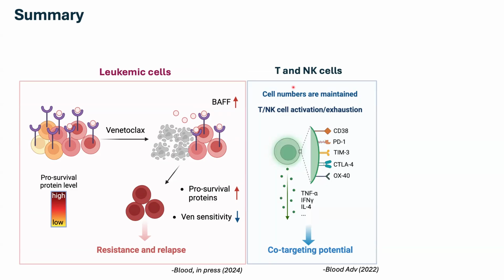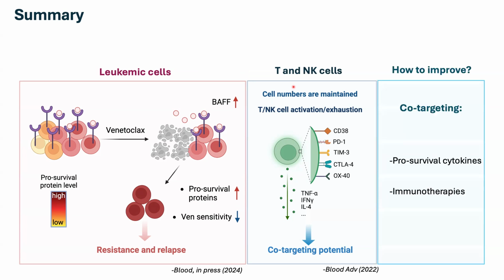In another study, we showed that if we look at the normal immune cells, the T cells and NK cells from these same patients, we find that they retain their number very nicely. And likewise, their effector programs, the expression of immune checkpoints and everything remain intact. They're still functional, suggesting that further treatments that are able to co-target both pro-survival cytokines, just like BAFF that I showed you, and also immunotherapies are likely to be successful combinations with venetoclax and other targeted therapies to try and improve those early responses and prevent therapeutic relapse.